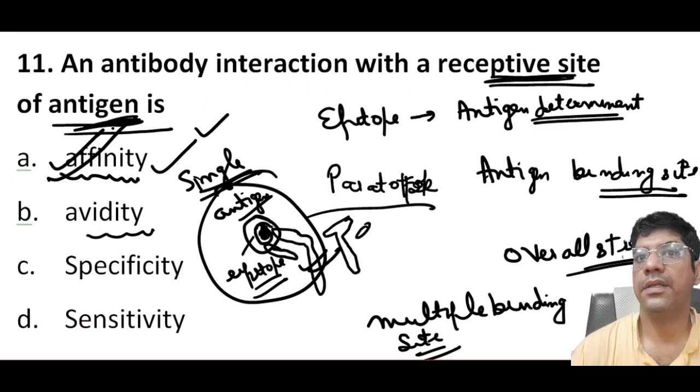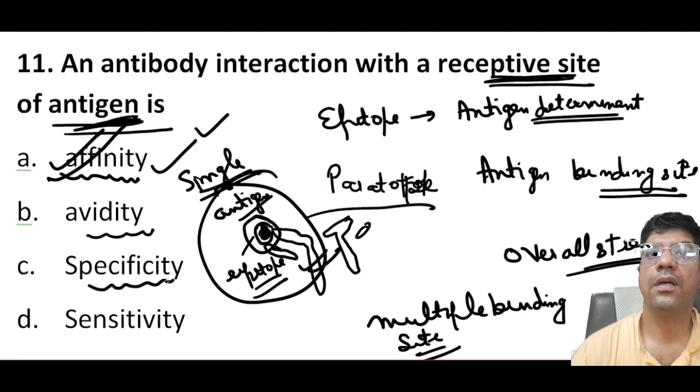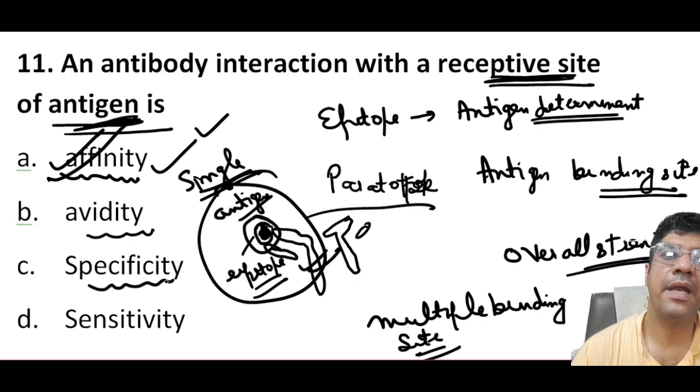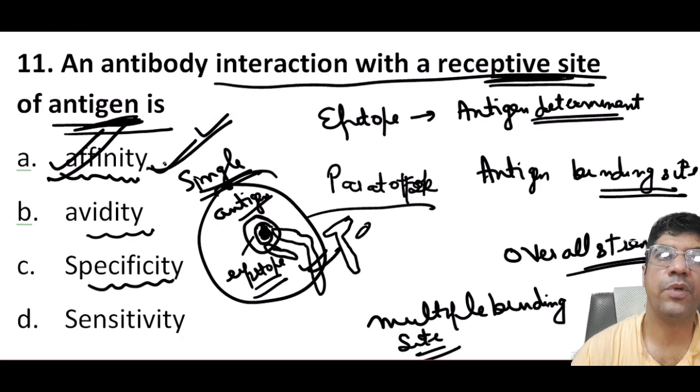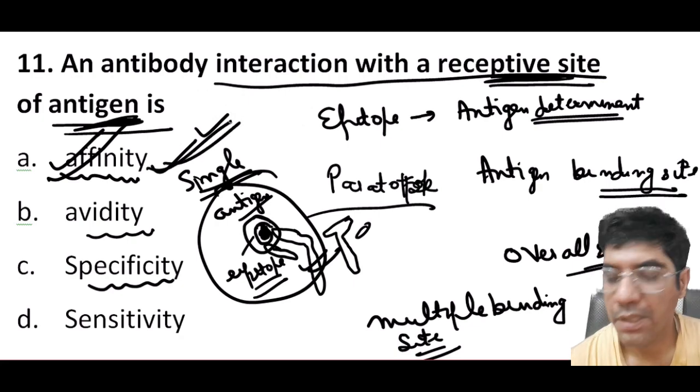That is your answer. Sensitivity refers to the ability to detect small quantities of antigen or antibody. It is a measure of how effectively an assay can identify the presence of a target substance even at low concentration. Whereas specificity refers to the ability of an antibody to bind to a particular antigen or a closely related group of antigens. So the antibody interaction with the receptive site of antigen, the answer would be affinity.